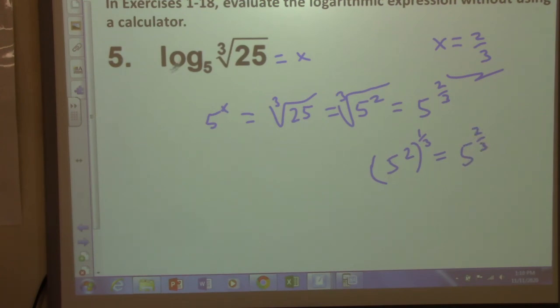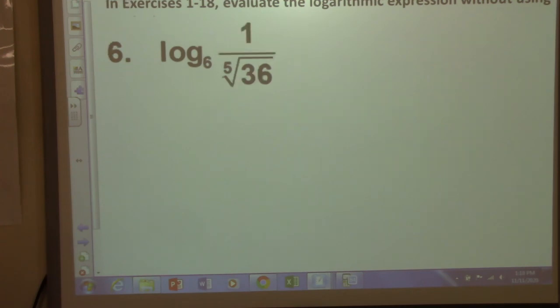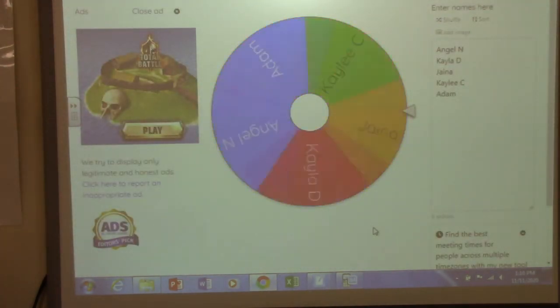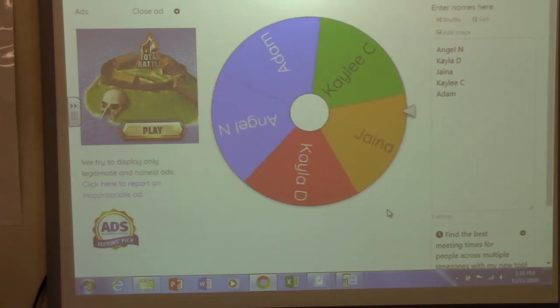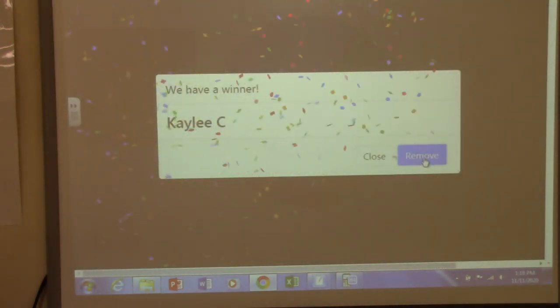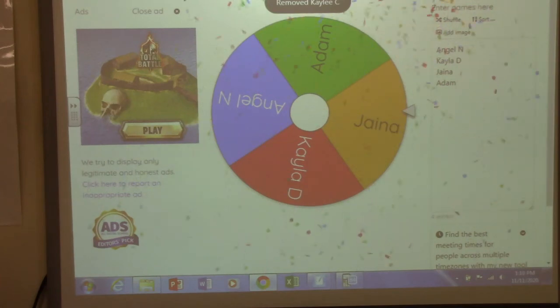Okay? What I'll do is go ahead and choose somebody for this one. It could be Adam, could be Shana, could be Kaylee, it's going to be Kaylee. Okay, Kaylee, what do we got here?